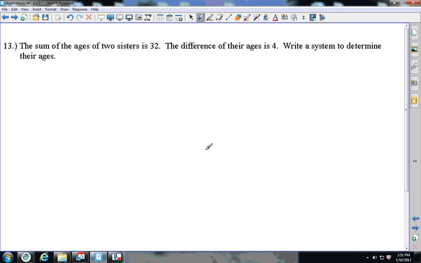Number 13. The sum of the ages of two sisters is 32. The difference of their ages is 4. Write a system to determine their ages. Well, first off, there's not a name for the sisters, so I'm going to just put X equals and Y equals. But how am I going to tell the difference between the two of them?